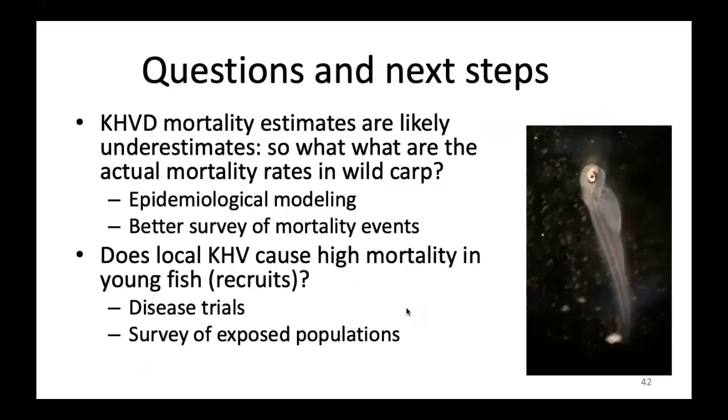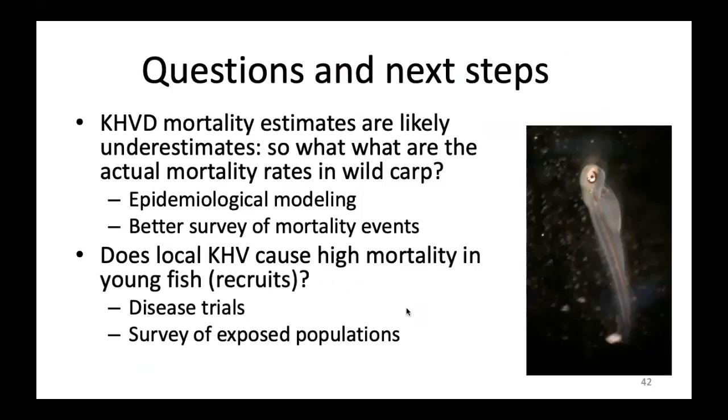So, some questions and next steps. I'm interested in KHB mortality. I know that these are underestimates, but I'd really like to know what those actual rates are. The ideal method of going about this would be to do some epidemiological modeling. We need some data to fill in that model. So being able to estimate transmission and mortality rates from local strains of carp and local strains of KHB would be important. And then also just doing a better job surveying these mortality events. Now that we've honed in on this virus, we can focus on it and put our resources into that and get more information.